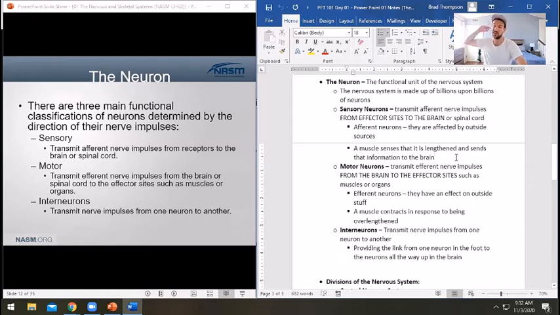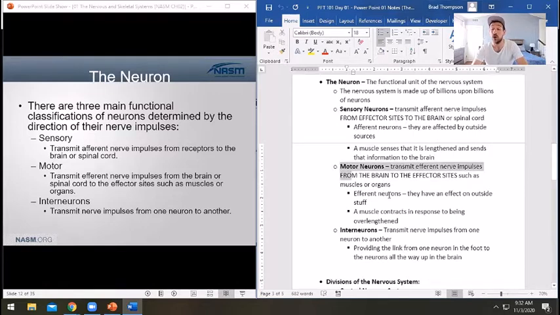So if I take my bicep and I lengthen it out, right? Well, there's a stretch neuron in here, and so it's being stretched out. So that information is like, okay, I'm being stretched out, so it's going towards the brain. My brain now is sensing the fact that I'm lowering my arm, right? Or again, if you touch something hot, the receptors in your skin are going to send a signal to your brain and say, hey, that's really hot. So those are your sensory neurons, right?